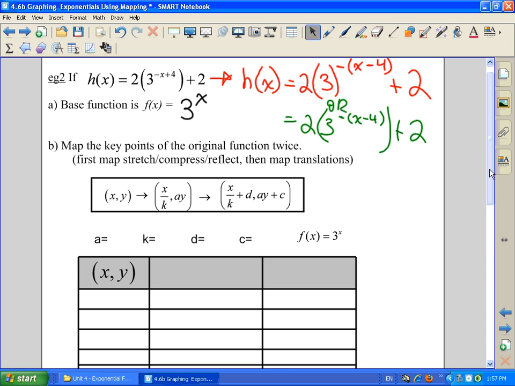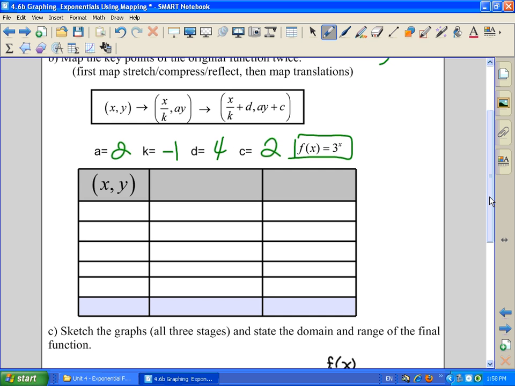All right, map the key points. Again, we're going to use the sequence. So based on our new factored formula, a is going to be 2, k is going to be negative 1, d is 4, c is 2. And we already know our parent function is 3 to the exponent x. So let's apply the mapping function this time. Again, we're going to use the same values for our parent function. So we're going to go negative 2, negative 1, 0, 1, and 2.